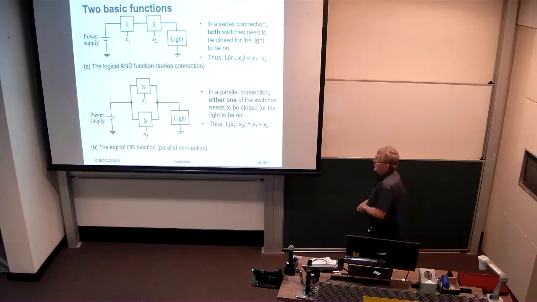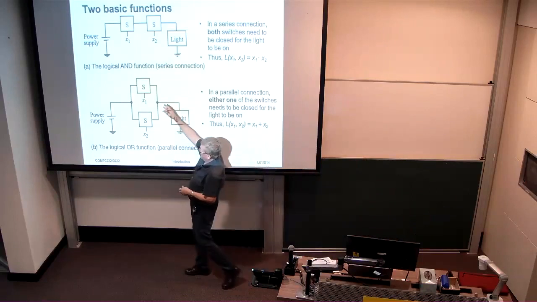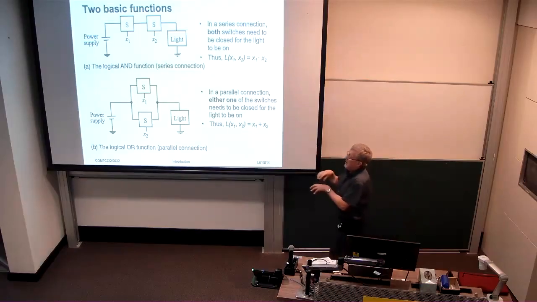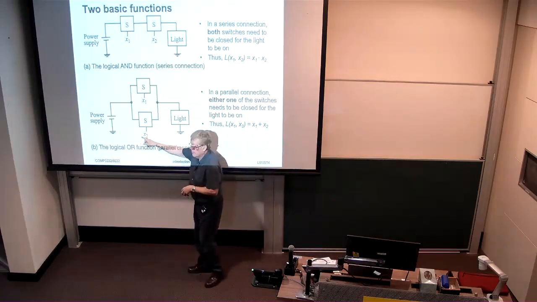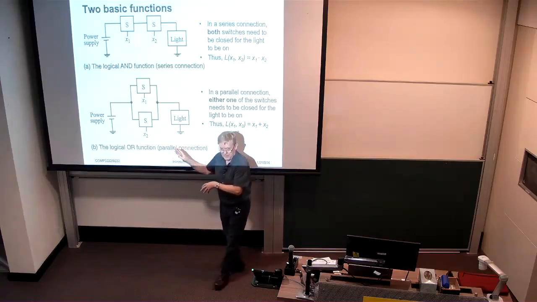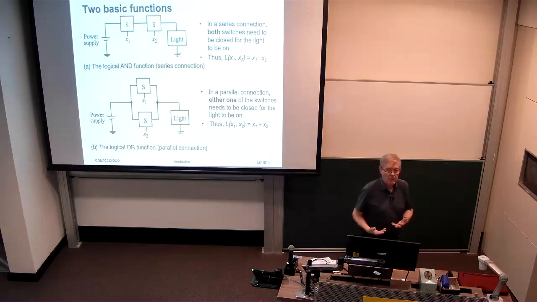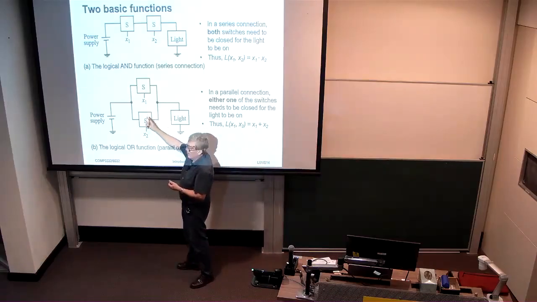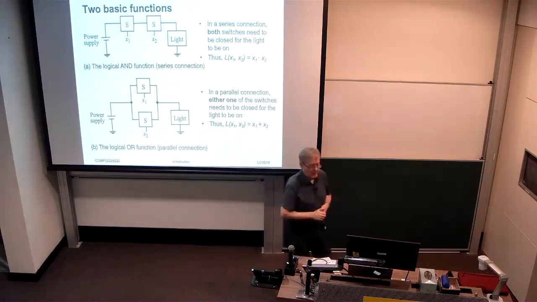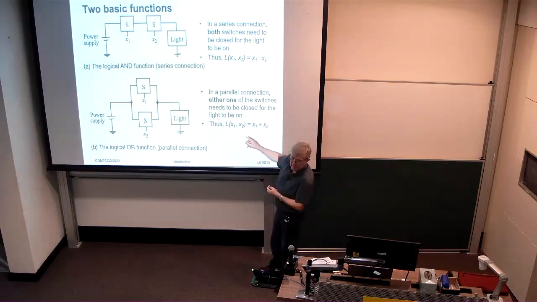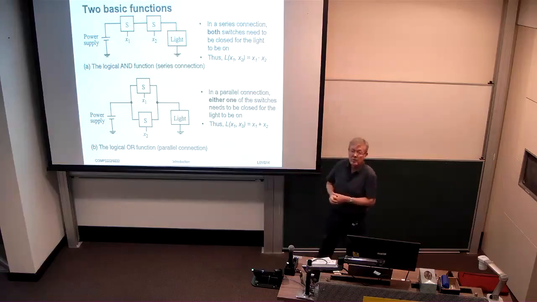The other important combination is if we place two switches in parallel, then either of those switches has to be closed for the light to go on. However, if both are open, then the light's off. So there are 3 out of 4 possible conditions where the light is on, namely when x1 is closed, or x2 is closed, or both are closed, right? And that corresponds to the logical OR. So the plus here isn't an addition, it represents logical OR.